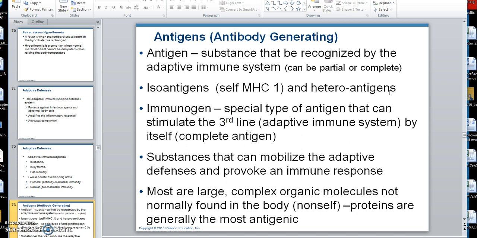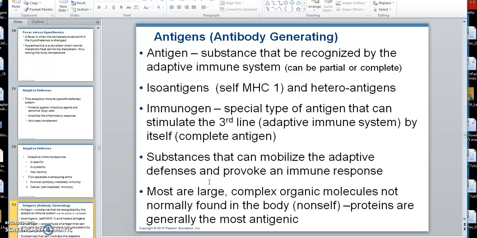An immunogen means a generator of the immune system. It is a special type of antigen that can stimulate the third line. Now, when I say stimulate the third line, that means make it create fighters. That's what we call an immunogen. So we'll call it a complete antigen, and I'll explain that in a moment. So we have antigen, isoantigen, heteroantigen, immunogen, which is a complete antigen. Okay?